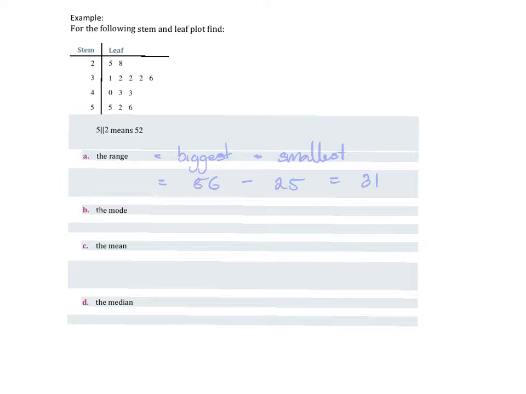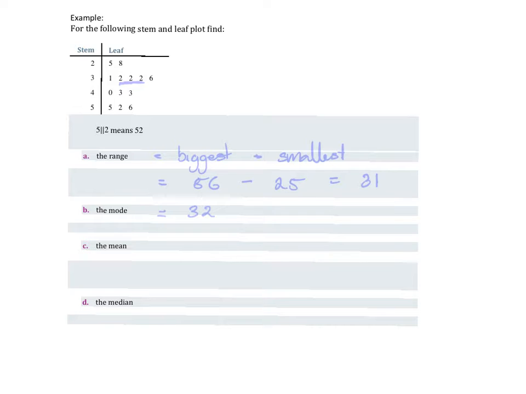Mode, it's the one that occurs the most. Now if you're looking through that stem and leaf plot, you can see that 2 repeats itself quite a bit there. So that's 32, 32, 32. Are there any other values that repeat themselves 3 times? No. So that has the highest frequency, which means that our mode is equal to 32.